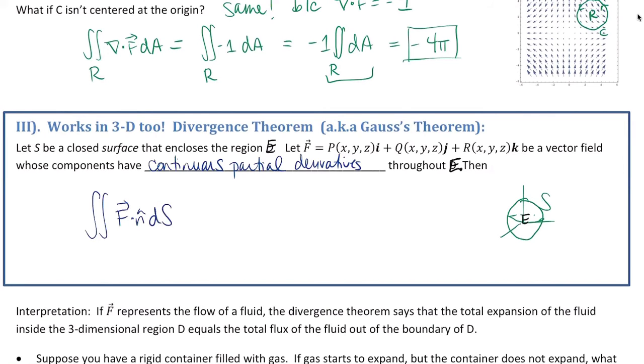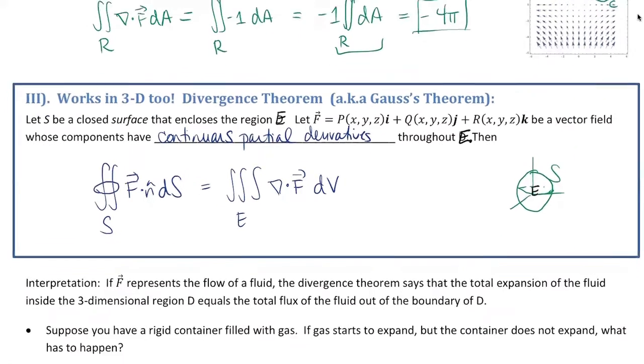And this is a capital S, this is my surface, and a lot of times if it's a closed surface, you'll see us do this around the double integral to let you know it's closed. This is going to be equal to adding up the divergence everywhere on the interior. So here I have the divergence, and now that's going to be a triple integral. But it's basically the exact same idea that we just proved in Green's theorem.